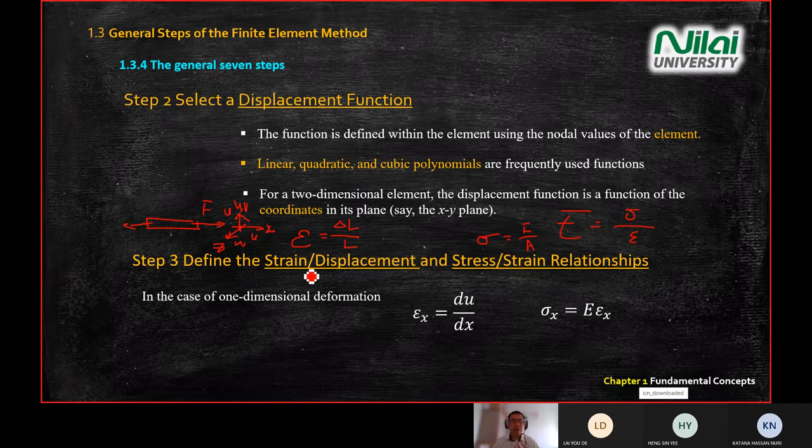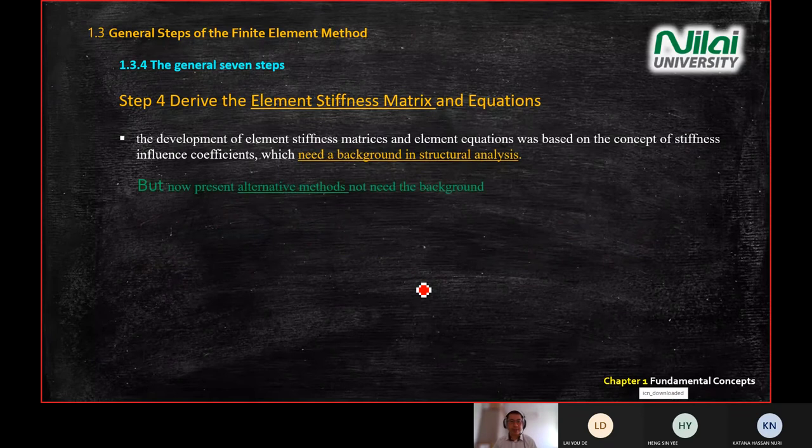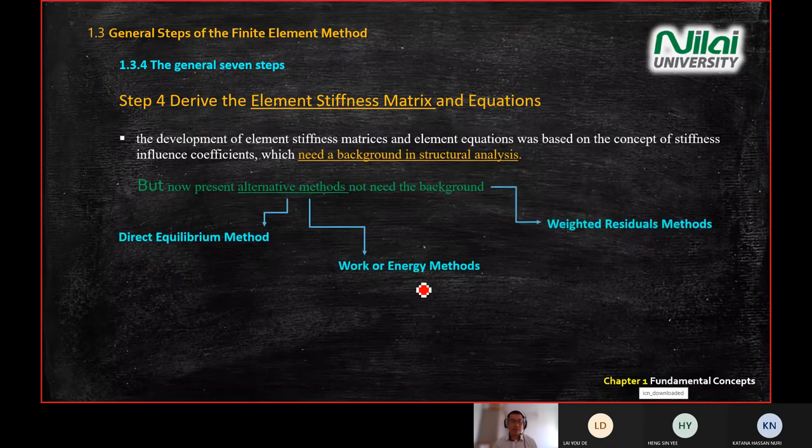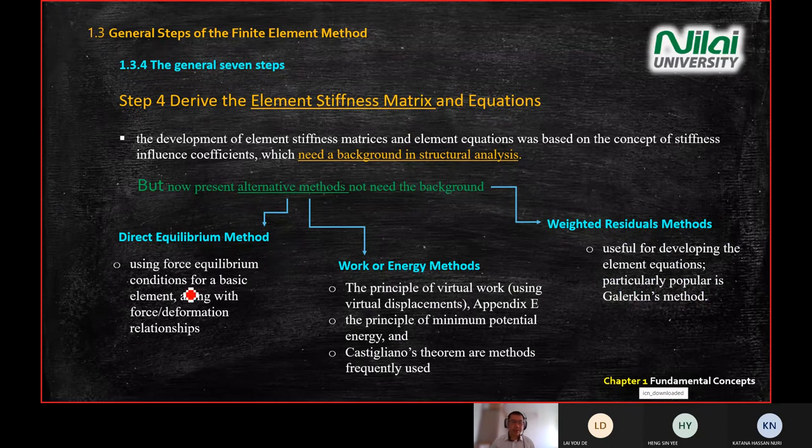So the third step is call back. What is the definition of strain? What is the definition of stress? Right, the third step. The fourth one is to put everything in the matrix format. We will look into this later on. We've already downloaded the tutorial paper. It will be on page number 4. You just fill in the blanks there. So step number 4 is to put everything in the matrix format. We'll look into this method later on.